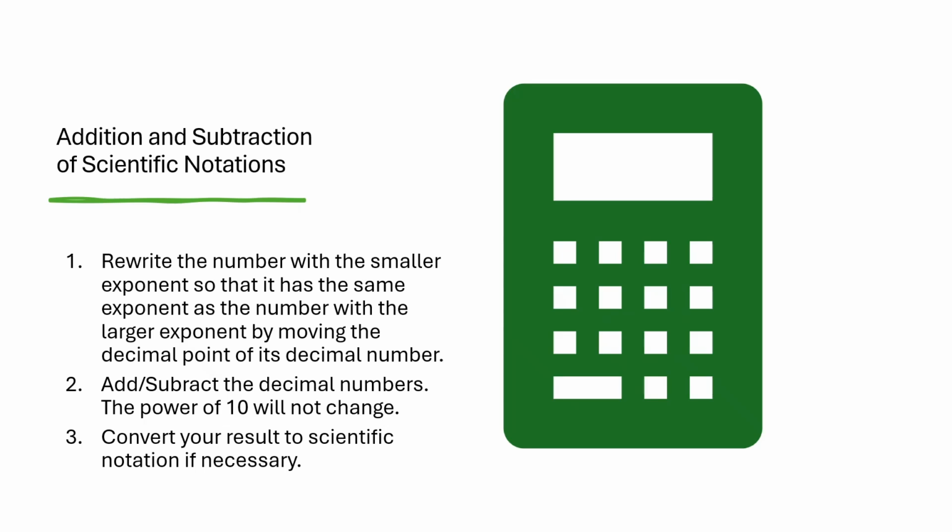Now let's proceed to the addition and subtraction of scientific notation. We have three rules for this. Rule number one, you're going to rewrite the number with the smaller exponent so that it has the same exponent as the number with the larger exponent by moving the decimal point of its decimal number. Number two, you're going to add or subtract the decimal numbers so the power of 10 will not change. And lastly, you're going to convert your result to scientific notation if necessary.